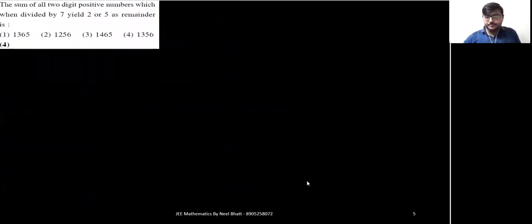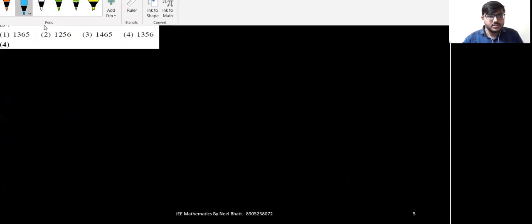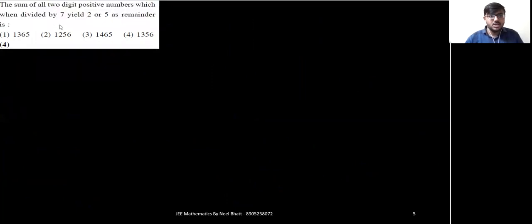Next, it's from sequence and series. The question we have to find out is the sum of all two-digit positive numbers which when divided by 7 yield 2 or 5 as a remainder. So first of all, let's talk about the numbers which when we divide with 7 get 2 as a remainder.